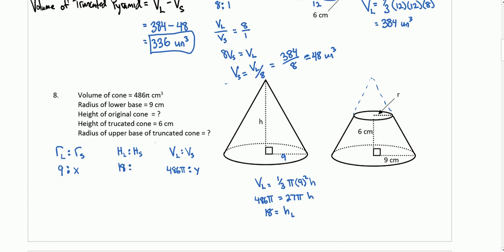And now we know the height of the smaller cone. The truncated part is 6, so if the full height is 18, right? So this full height is 18, and we cut it, so there's 6 left on the bottom, so what's left on the top is 12. So we have the height of the smaller, and we can reduce that ratio, divide by 6, and we get a 3:2 ratio.